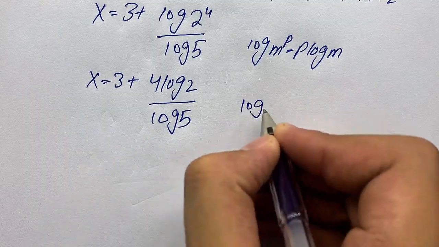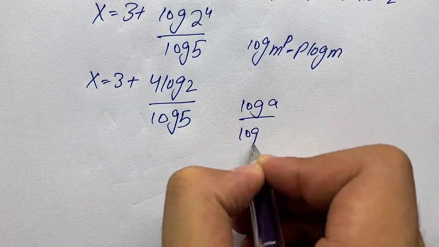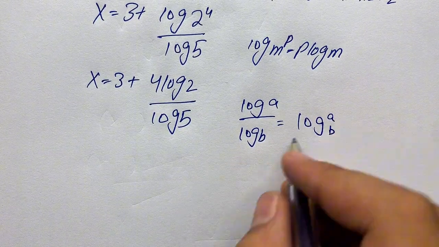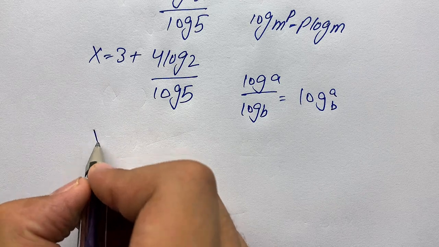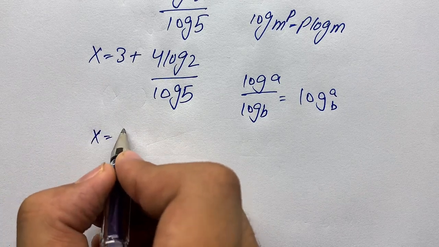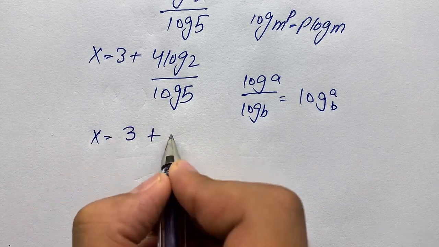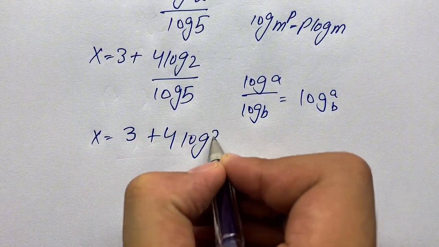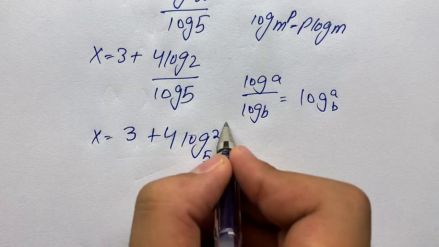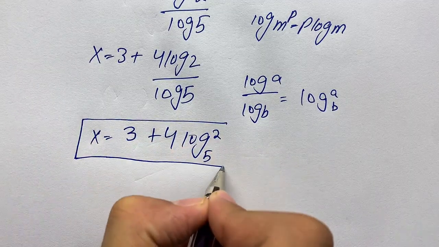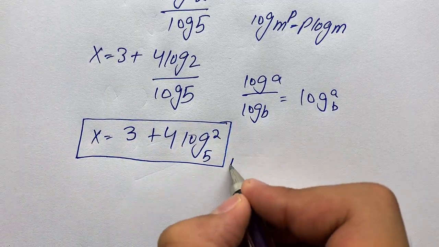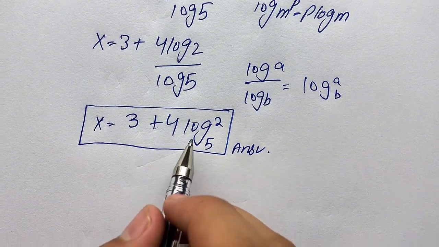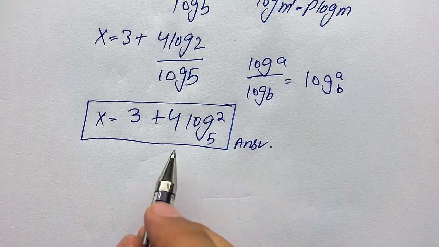Log of a divided by log of b is equal to log of a base b, and that's equal to x is equal to 3 plus 4 log of 2 base 5. This is our final value of x. This is our value of x. x is equal to 3 plus 4 log of 2 base 5.